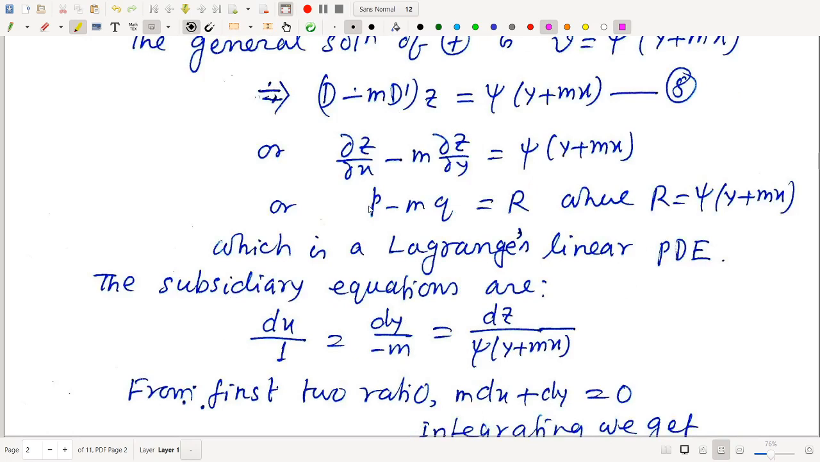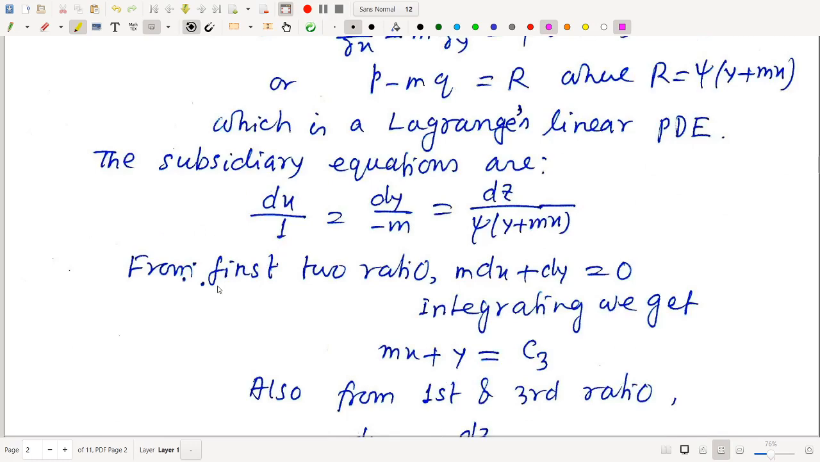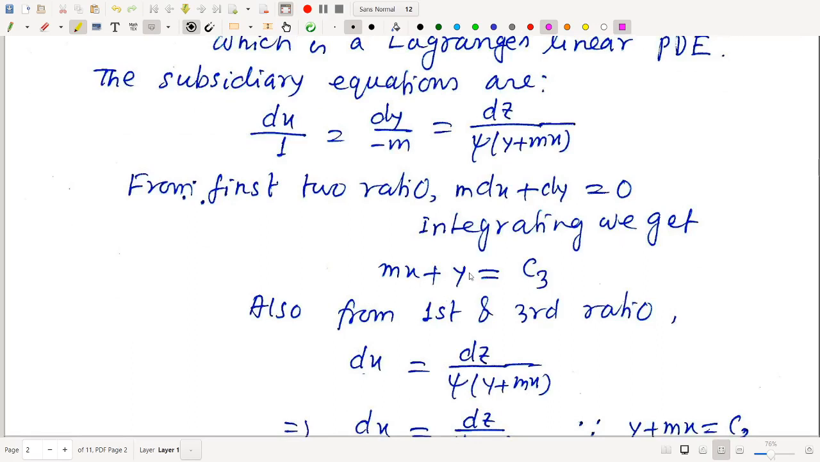Capital P means coefficient of small p, here 1, dy by q, here the coefficient of small q is minus m, equal to dz by r, and here r is psi of y plus mx. From the first two we get, just cross-multiplying, m dx plus dy equal to 0. Integrating we get mx plus y equal to c3, or y plus mx equal to c3.